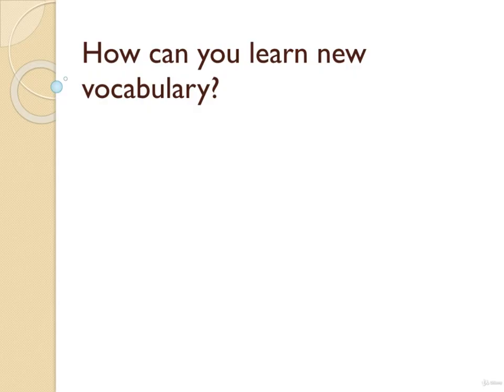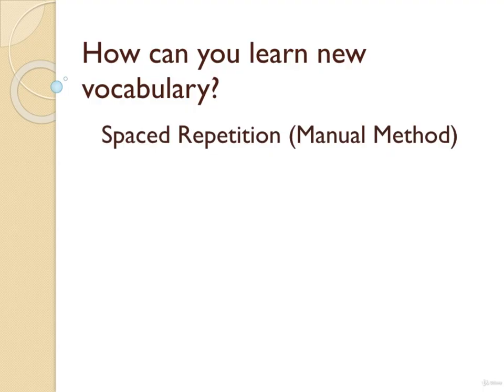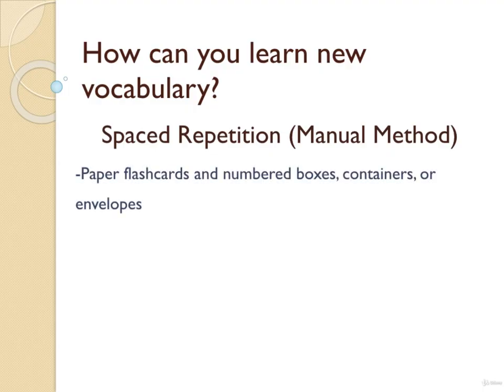Spaced repetition can be done manually, and this happens when we use paper flashcards and number boxes, containers, or envelopes. So basically you use pieces of paper or paper flashcards, and then you can use boxes or you can use envelopes to put your words inside. Each box or each envelope will have a number. So you can put 1, and that can represent 1 day. 2 can represent review after 2 days. 3 can represent review after 3 days, and so forth and so on.